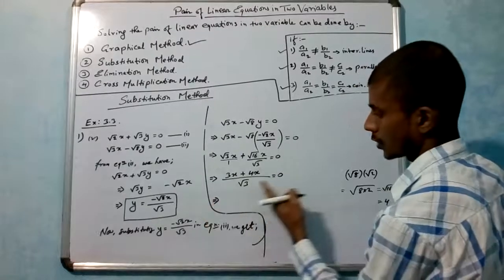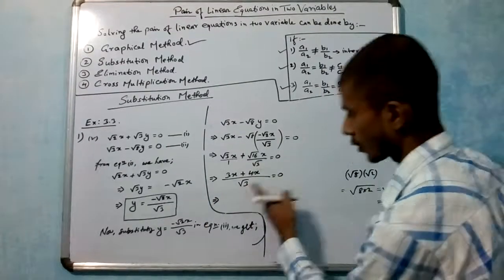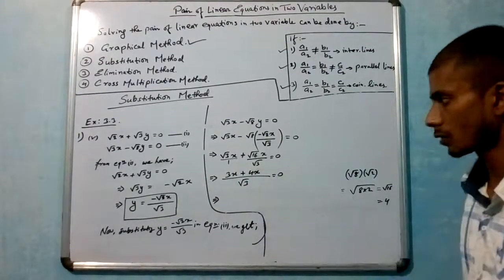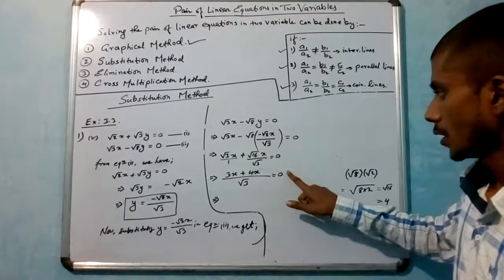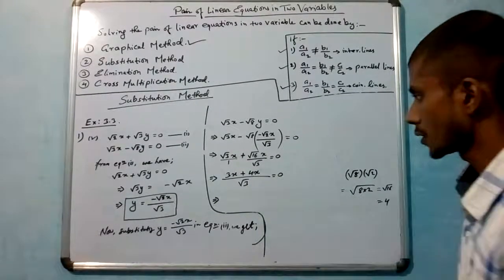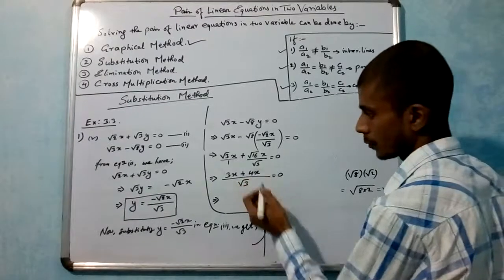Next what? This root 3 will go to this side. It is in division right now, so it will go in multiplication with 0. So it will become 0 into root 3, which is 0. And 3x plus 4x, how much?